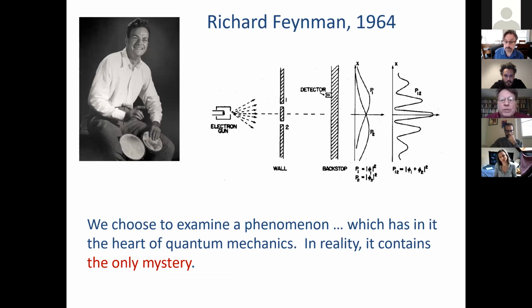Of course, Feynman was thinking about the double slit experiment. And as he said in 1964, "We choose to examine a phenomenon which has in it the heart of quantum mechanics. In reality, it contains the only mystery." Well, that was jumping the gun. As many people have pointed out, and as all of the analysis of Bell inequalities and contextuality results in Kochen-Specker have taught us, that was certainly jumping the gun.